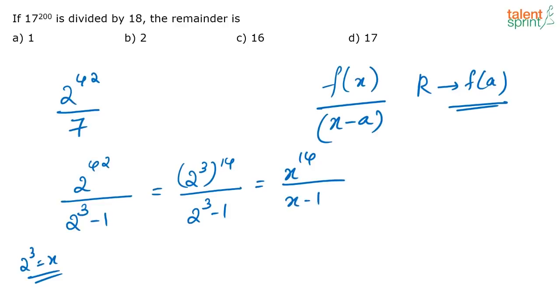Correct? So again, some of you are giving me some answers. So this is your polynomial, correct? So this is f of x by x minus a. So what is your remainder going to be? Your remainder is going to be f of 1, correct? X minus 1, so f of 1. So x to the power 14, in place of x I have to put 1. So 1 to the power of 14, that is equal to 1. So 1 will be the answer for that question.